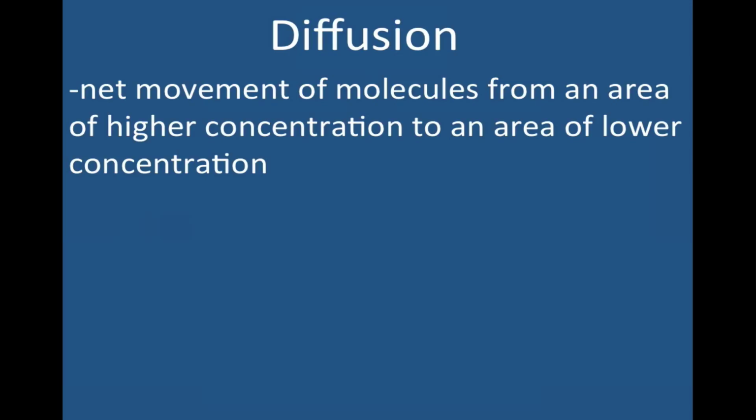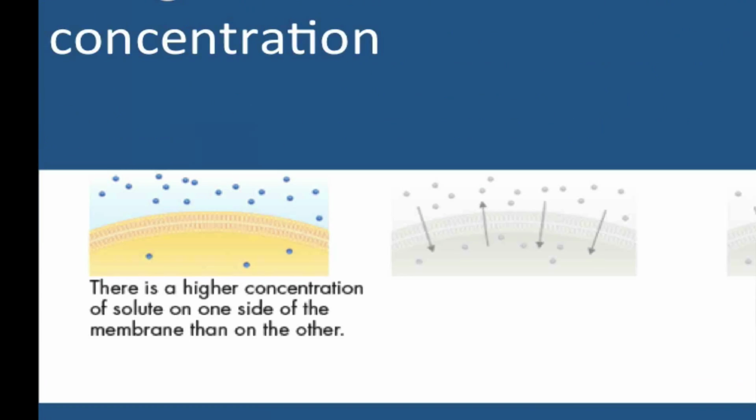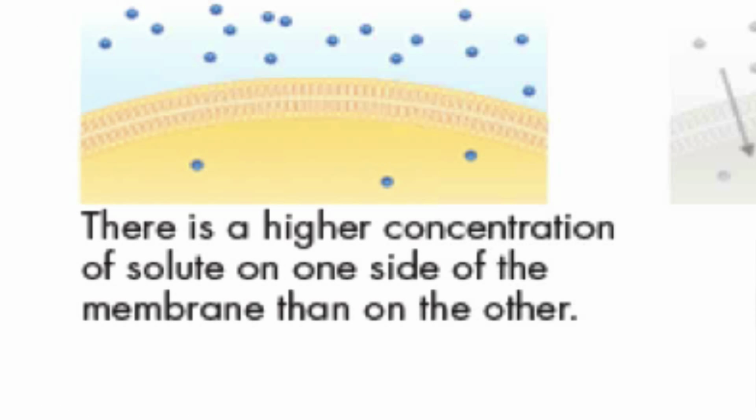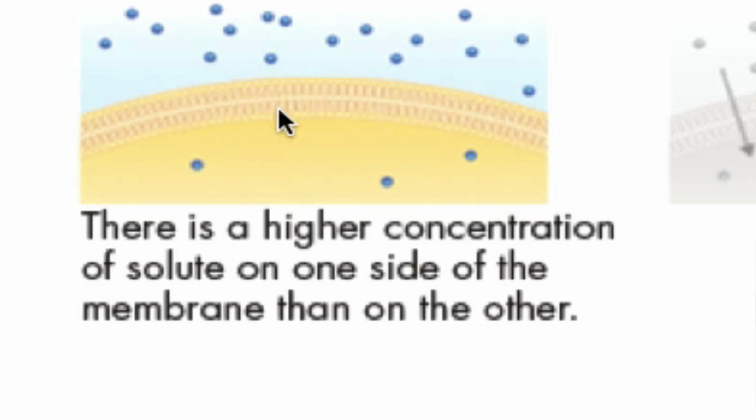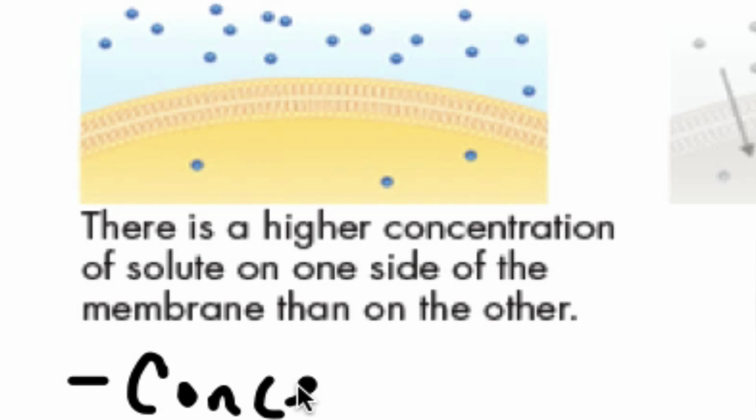Okay, next we're going to talk about the process of diffusion. Diffusion can be defined as the net movement of molecules from an area of higher concentration to an area of low concentration. And here's an example. So over here on our diagram, we can see that this would represent the cell membrane. And on the outside of the cell membrane, we have a lot more molecules than found within the cell. So there's a higher concentration of solute on one side of the membrane than the other. And because there is this difference between the two sides, or the adjacent sides, we have what's called a concentration gradient.